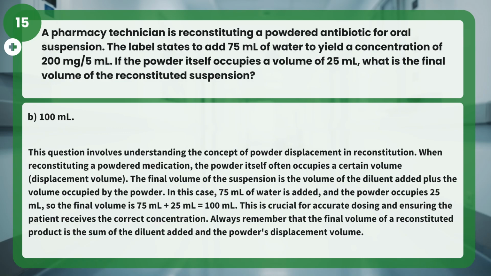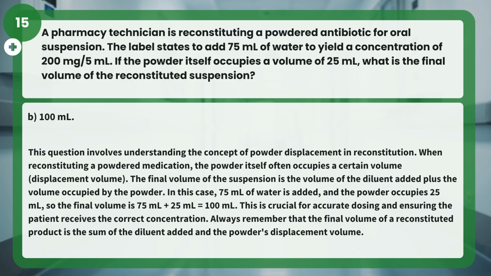Answer: B. 100 milliliters. This question involves understanding the concept of powder displacement in reconstitution. When reconstituting a powdered medication, the powder itself often occupies a certain volume, displacement volume. The final volume of the suspension is the volume of the diluent added plus the volume occupied by the powder. In this case, 75 milliliters of water is added, and the powder occupies 25 milliliters, so the final volume is 75 milliliters plus 25 milliliters equals 100 milliliters.